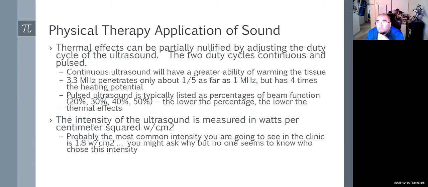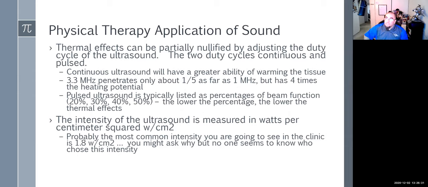So then we talk about thermal effects or non-thermal effects of ultrasound. Well, how do we create a thermal effect versus a non-thermal effect? Well, there are two duty cycles in ultrasound. The duty cycles are continuous and pulsed. A continuous ultrasound will have a greater ability of warming the tissue, right? So like the 3.3 only penetrates about 1/5 as far as that 1 megahertz, but has 4 times the heating potential because it's operating at a faster frequency.